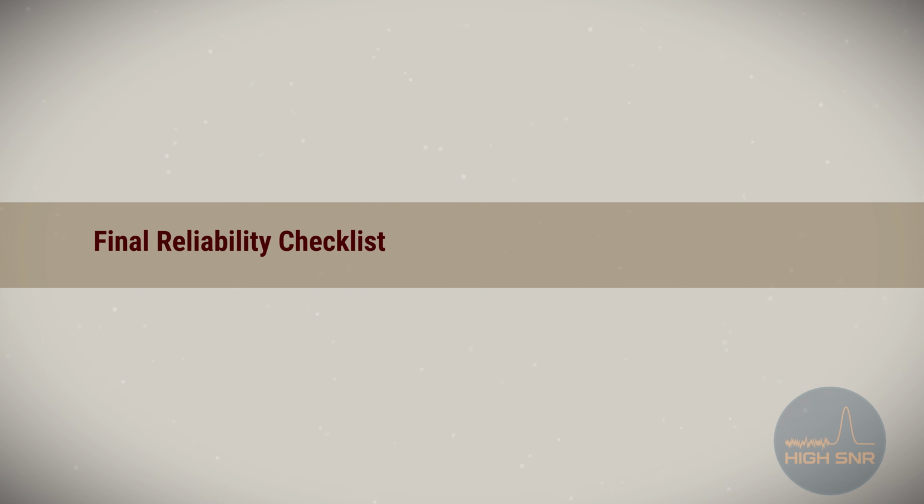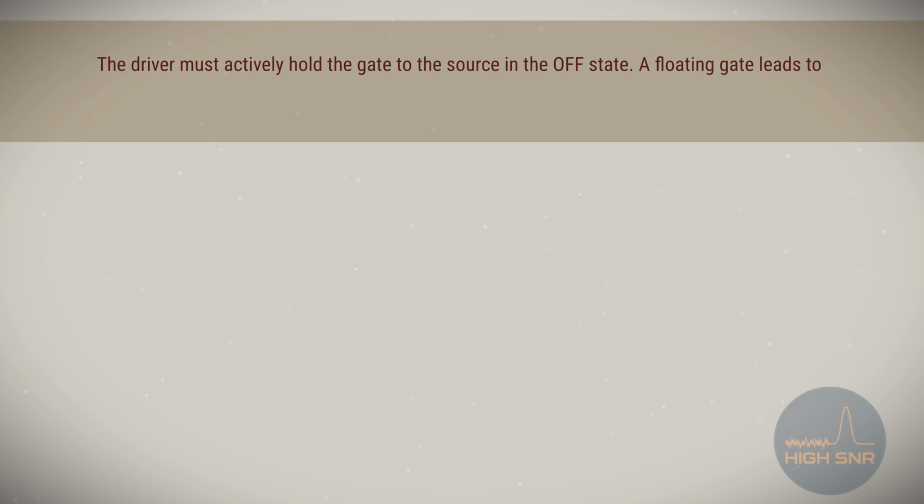Let us summarize the key takeaways of this video and compile everything into one convenient list. Number 1. Ensure a hard zero. The gate driver must confidently and firmly hold the gate potential to the source potential when in the off state. A floating gate is an open invitation for a parasitic turn-on event, rather than a predictable breakdown.